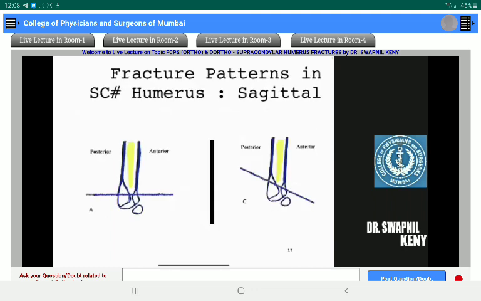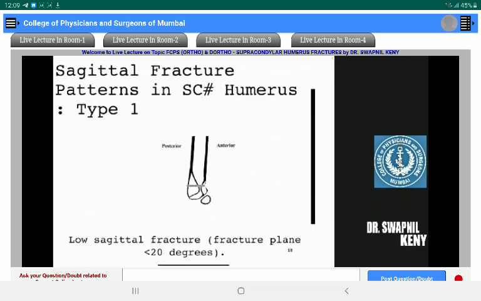Now, similar to what I told you regarding the coronal fracture pattern, there is also a sagittal fracture pattern. So the sagittal fracture pattern can either be a transverse fracture or a posterior oblique fracture where the line exits from posterior to anterior. So this is the transverse fracture pattern in the sagittal plane, or the type 1.